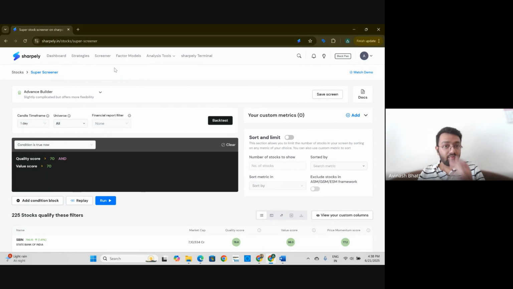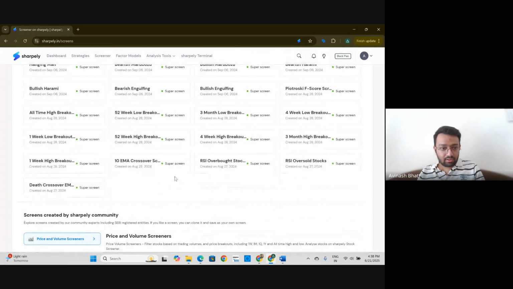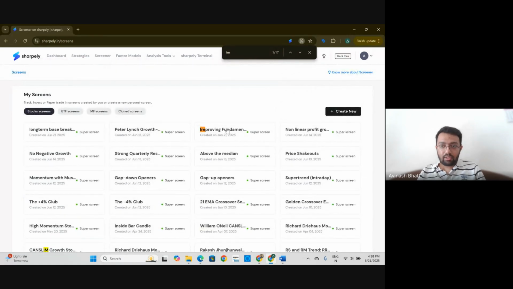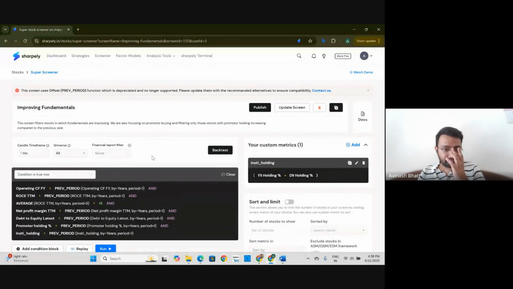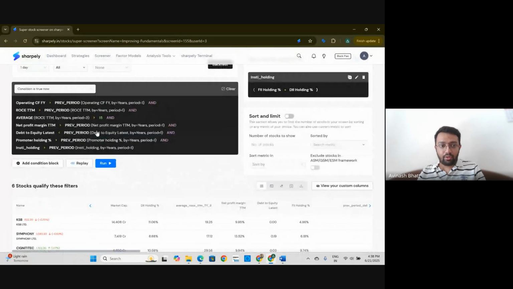Now let's look at the slightly more advanced version of the screen, and that is, I think, called improving fundamentals. Yeah. So here, what we are doing is comparing current metrics with the same metrics in the past. Let's say 1 year ago, 2 years ago, we are doing those kinds of comparisons.